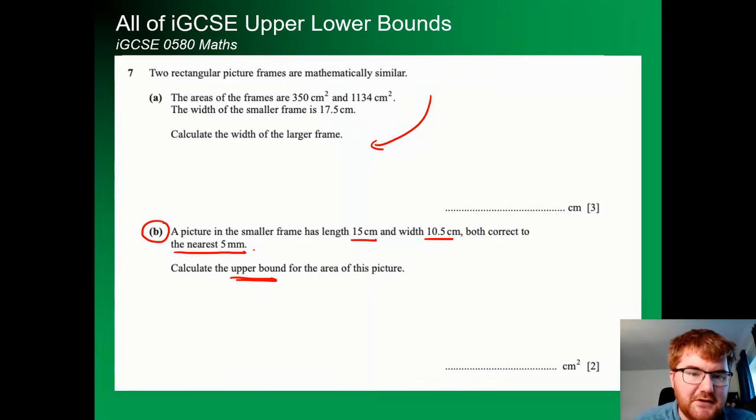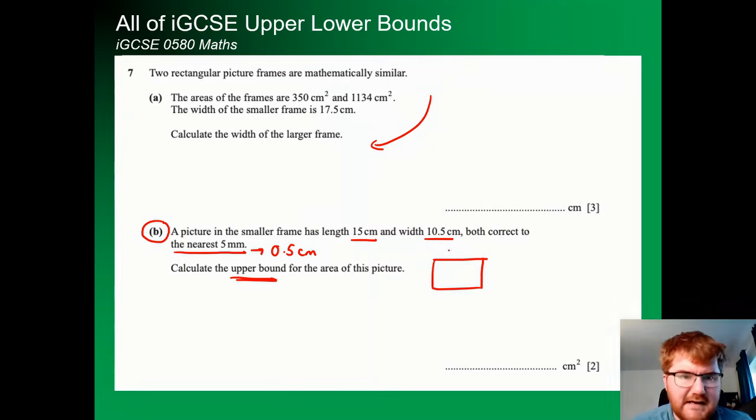So the first thing I'm going to do here is change those units whilst I remember. So remember 5 millimeters is the same as 0.5 centimeters. And if you want the area of a picture, so a rectangular picture here, well, it's just going to be the length times the width. So A is equal to L times W. So we want the upper bound of both here, and then we can multiply together.